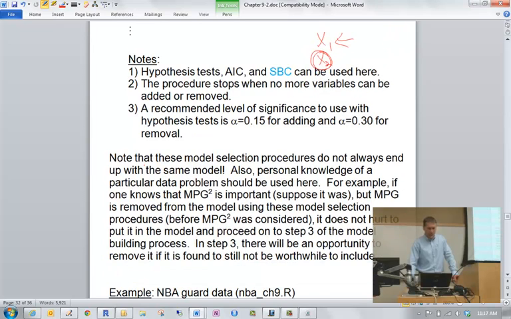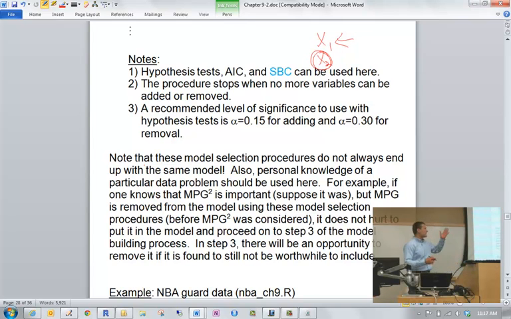Okay. For last time, let's go back to page 928 now. So as I say here, these model selection procedures do not always end up with the same model. And especially if you have personal knowledge about a particular set of data. Maybe you're collecting the data for your own research. This is especially true for non-statisticians who are here. You will have maybe some prior knowledge about a particular problem.